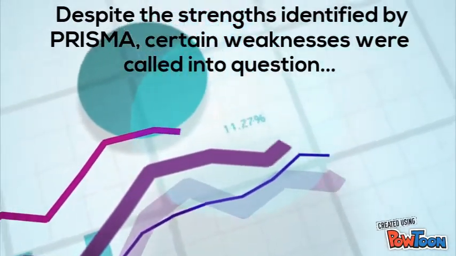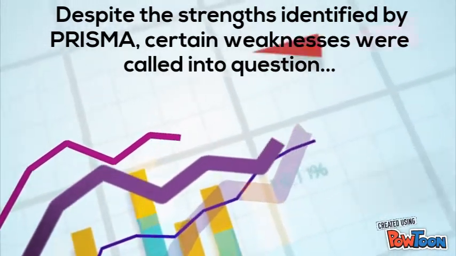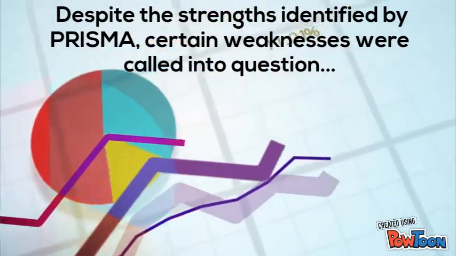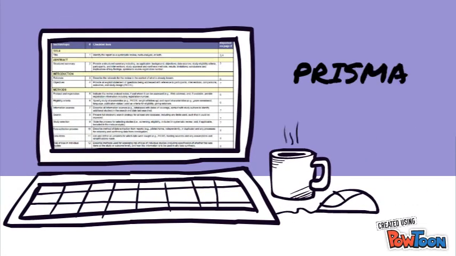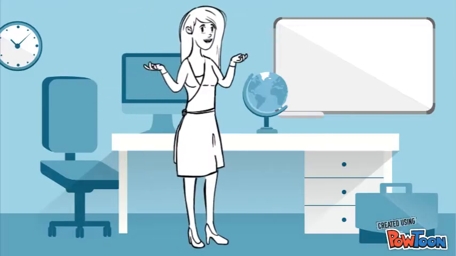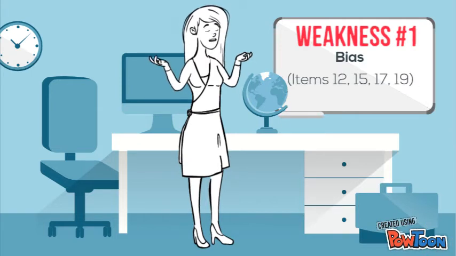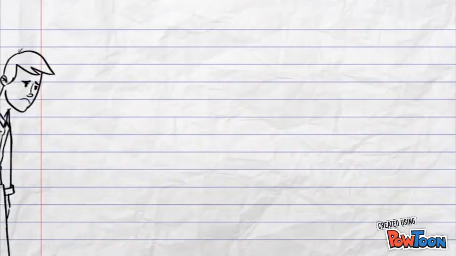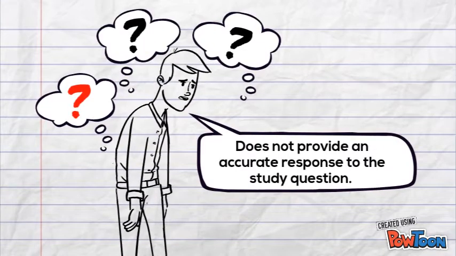Despite the strengths identified by the PRISMA checklist, certain weaknesses were called into question. According to the methods section of the PRISMA checklist, authors should make efforts to describe the methods used to assess bias in individual studies. This is problematic since biased studies would result in less meaningful findings. Including such findings in a systematic review does not provide an accurate response to the study's question.